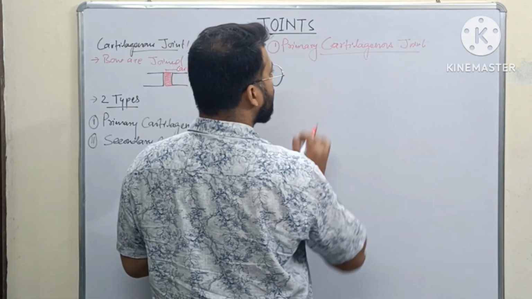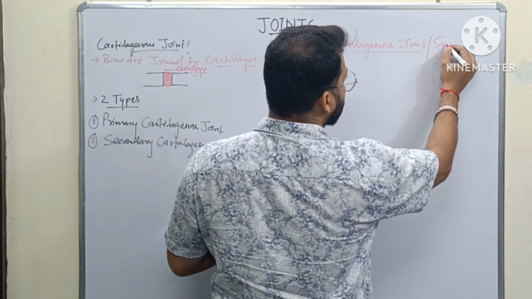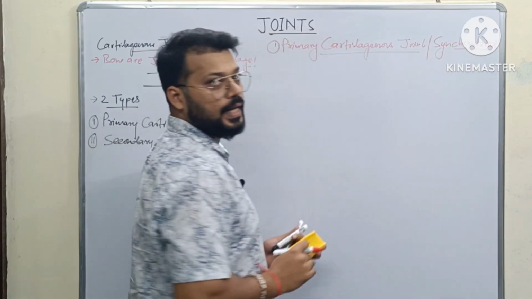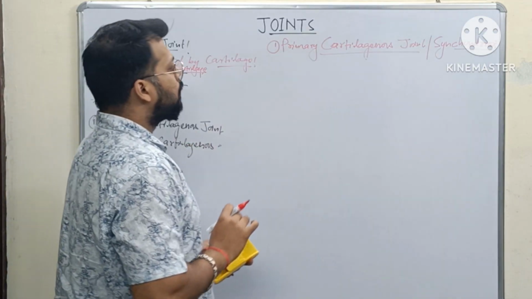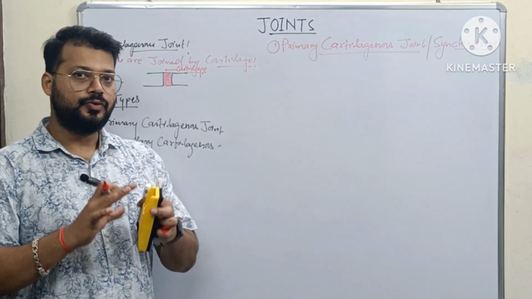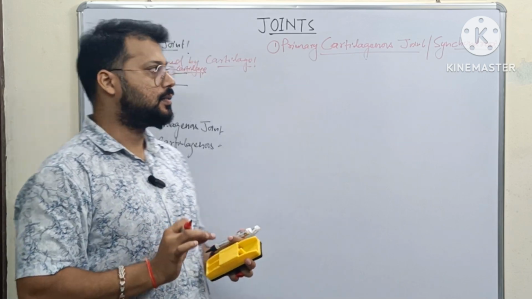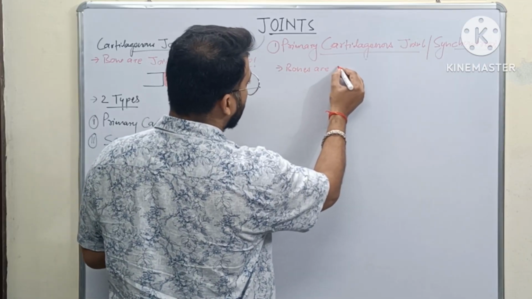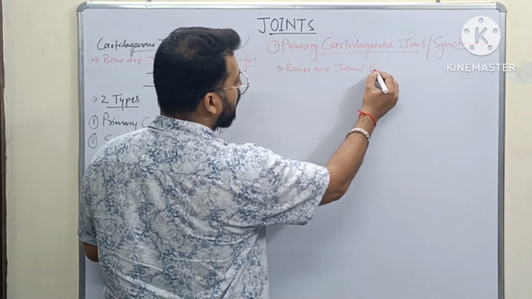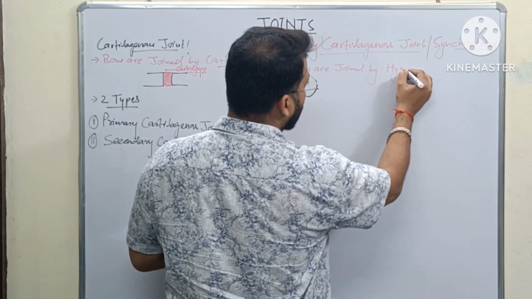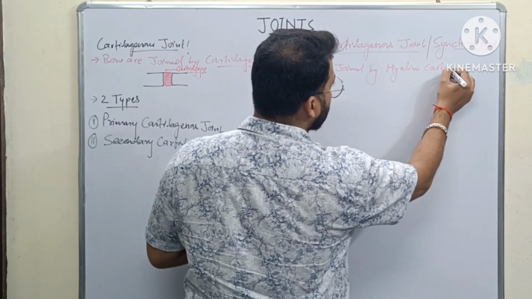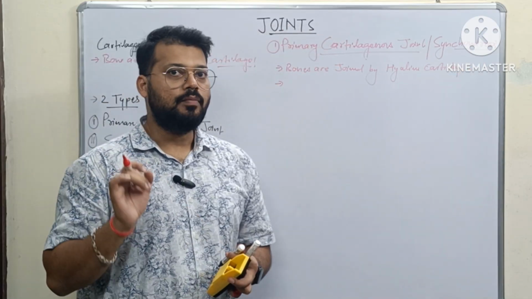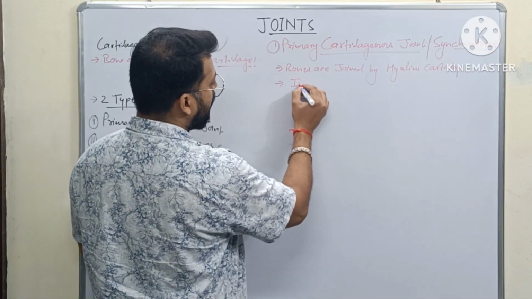The primary cartilaginous joint is also known as synchondrosis or hyaline cartilage joint. Okay. In primary cartilaginous joint, the bones are joined by a plate of hyaline cartilage. Okay. It is an immovable joint. It is immovable.